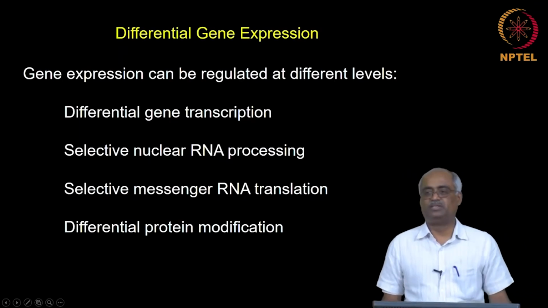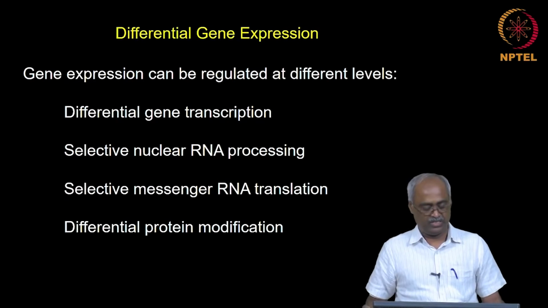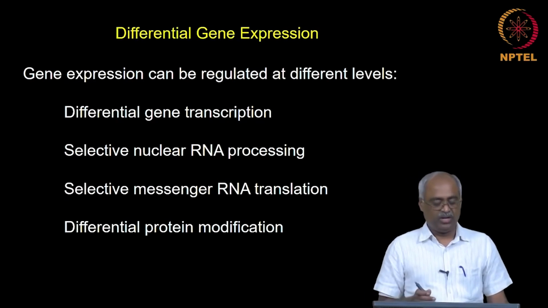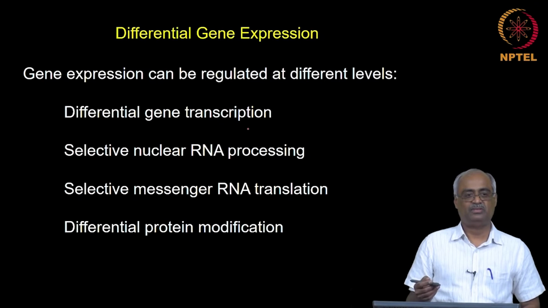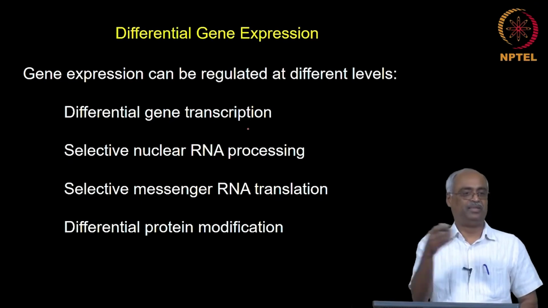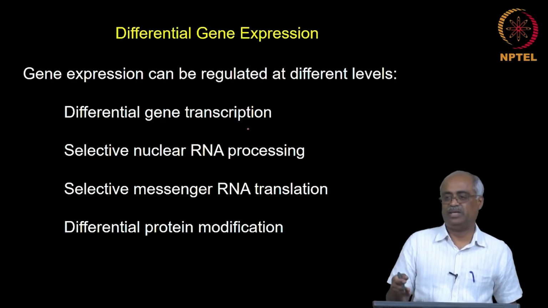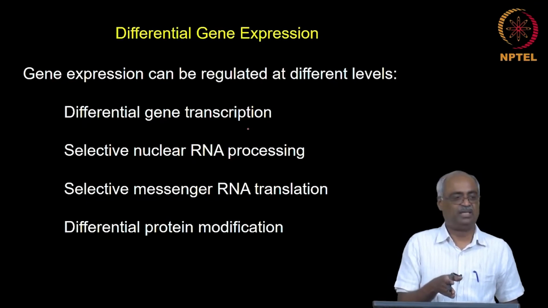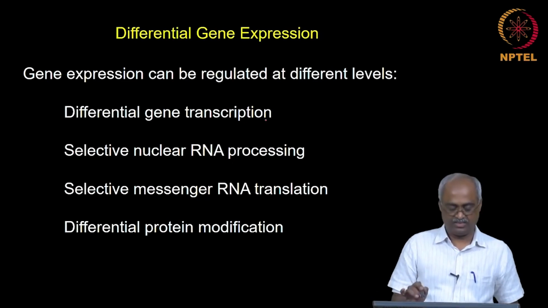Gene expression can be controlled at different levels. I am sure many of you may already be familiar with this from your molecular biology class, but just to give continuity I will quickly go through them. You can have differences in gene transcription. For example, the globin gene is not transcribed in pancreatic cells, which produce insulin, and other cells do not produce it. So, that is at the transcription level. A gene may be transcribed in one type of cell, but not in another type. That is differential gene transcription.